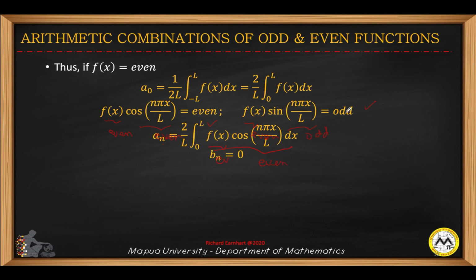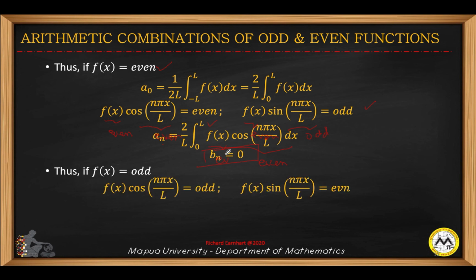And since b sub n involves f of x times sine n pi x over L, this is an odd function, therefore the integral from negative L to L will be equal to 0. So automatically, for an even function, your b sub n will be 0. So no need to compute or evaluate the coefficient b sub n.